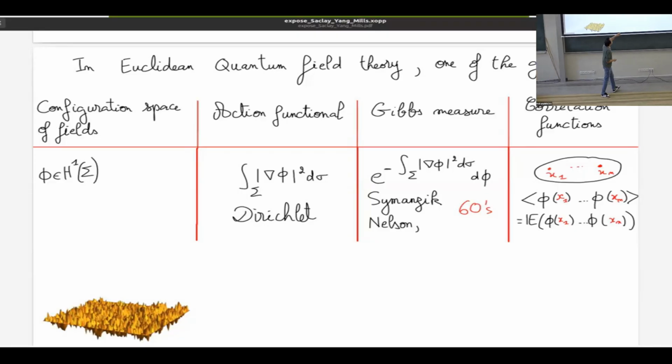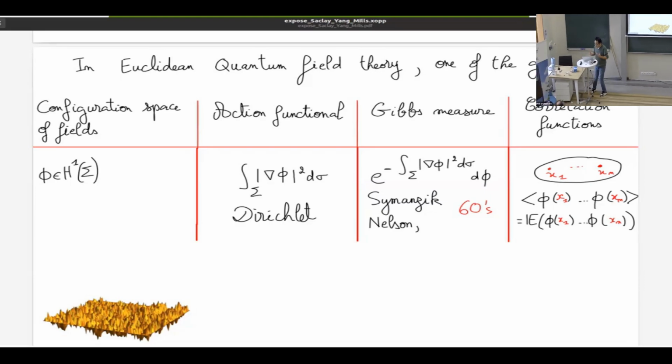literature. And once you are given this measure, what you want to compute are correlation functions. So here, you just take endpoints on your surface. You consider the products of fields at these endpoints, and you calculate the average. And this average is called the correlation function. And so, okay, this is a summary picture of free fields.